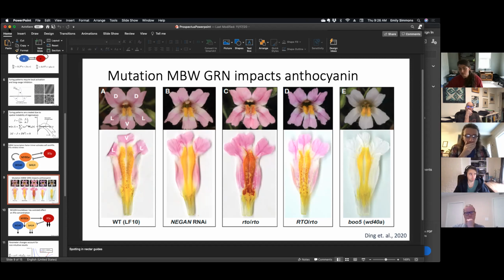And stuff like the knockout, the double knockout on C. It also looks like, is it somewhat affecting the petal coloring too? Like, does RTO do more than just inhibit Negan in the guides? Yes, probably. Okay.